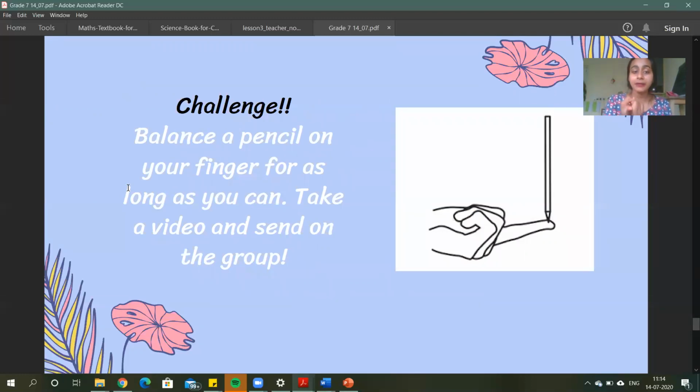Finally, we have a challenge, which is balance a pencil challenge on your finger. आप अपने finger में एक pencil रखोगे और balance करने की कोशिश करोगे. You will see how long you can keep it. Then record a video and send it on the group.